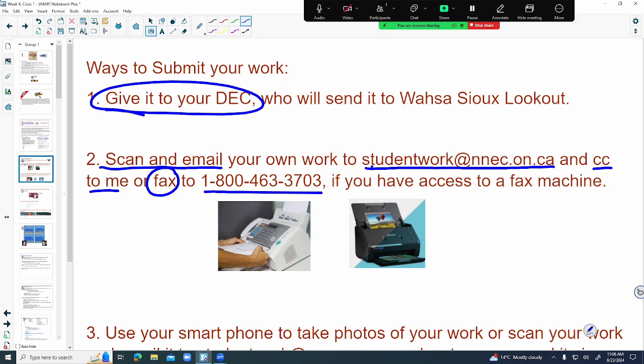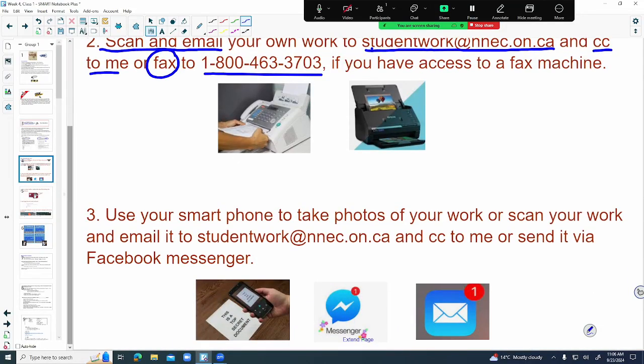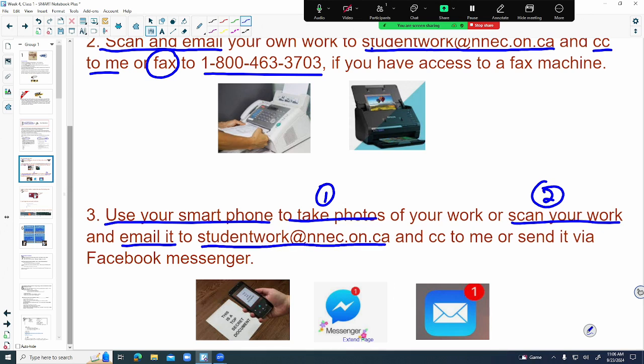If you don't have a scanner or a fax machine, you can still submit your work. You can use your smartphone, and with your smartphone you can do one of two things. One is you can take photos of your work, or two, use a built-in scanner on your phone to scan your work, and then you can email it to that same address, studentwork@nnec.on.ca, and make sure you CC it to me. Or you can send it by Facebook Messenger. So take the photos or the scan and then just send it to me through Messenger. So, several different ways of submitting your work.